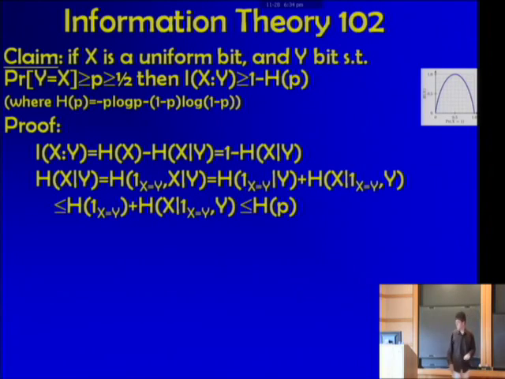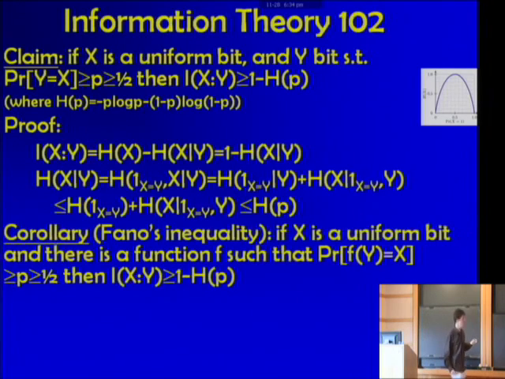So if you didn't follow this, not a big deal. If you did, great. This is a special case of Fano's inequality. Fano's inequality is actually slightly more general. It tells you that, and this is the statement we'll need later, so keep it in mind: X is a uniform bit, and now there is another random variable, y, that's not necessarily a bit. Y can be anything.